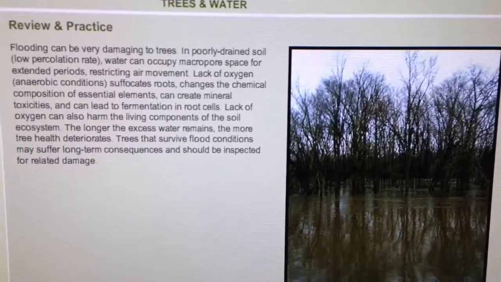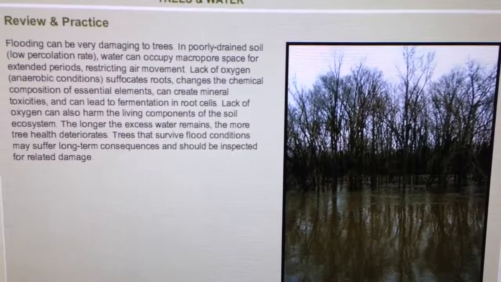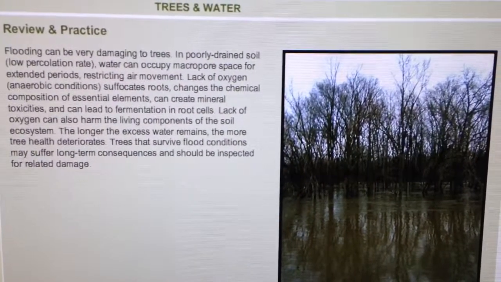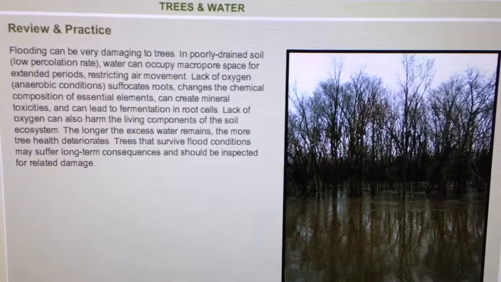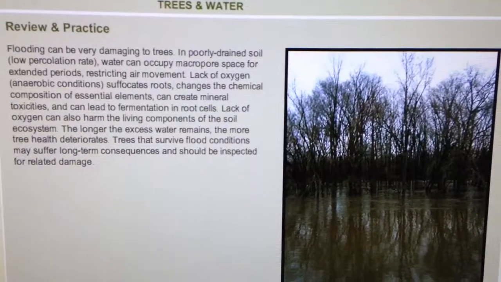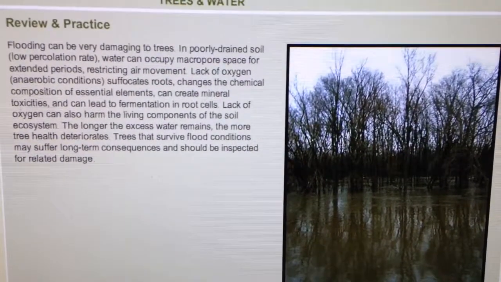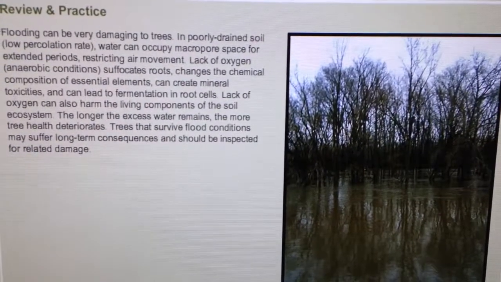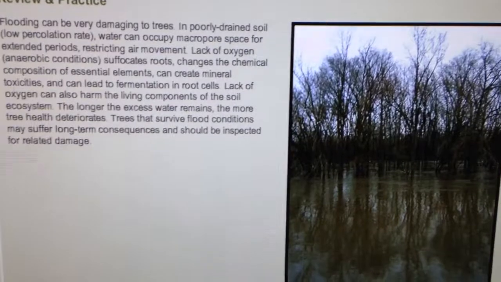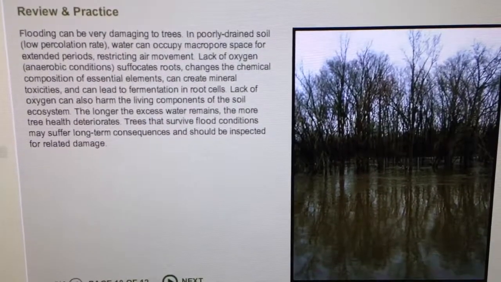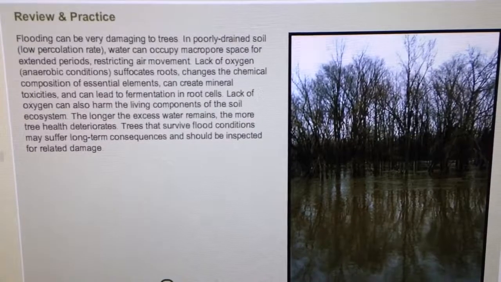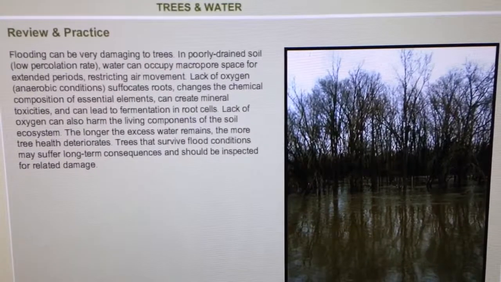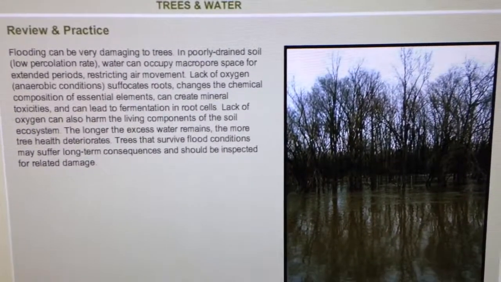Flooding can be very damaging to trees. In poorly drained soil, low percolation rate, water can occupy macropore space for extended periods, restricting air movement. Lack of oxygen, anaerobic conditions, suffocates roots, changes the chemical composition of essential elements, can create mineral toxicities, and can lead to fermentation in root cells. Lack of oxygen can also harm the living components of the soil ecosystem. The longer the excess water remains, the more tree health deteriorates. Trees that survive flood conditions may suffer long-term consequences and should be inspected for related damage.